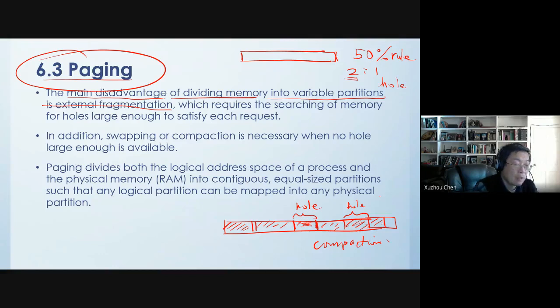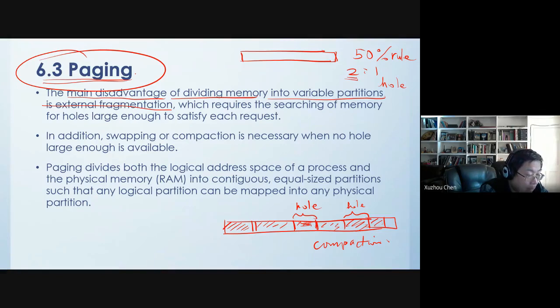That means we try to push all the programs towards one direction, just like the defragmentation for the computer hard disk in the Windows operating system. But that's also a very slow process and is going to impact the performance. So now the designers of the computer operating system decided that they want to use another approach. This approach is called paging.